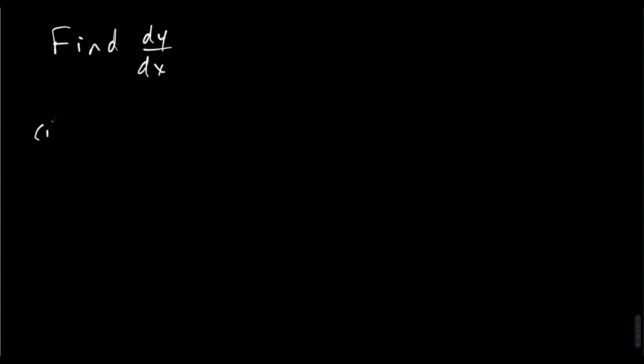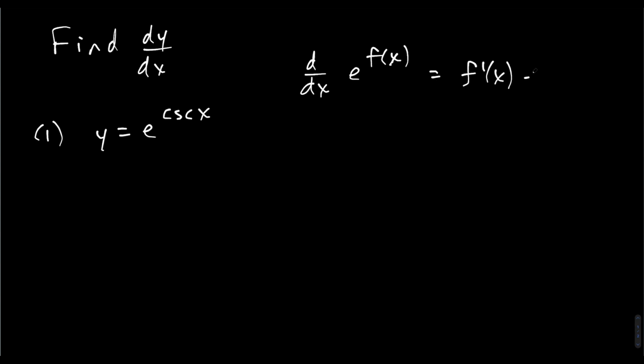For the first question, we're going to look at y equals e to the cosecant x. For this question, there's a few things we have to know. The derivative of e to some power f of x, where f of x is a function, the chain rule variant for this is going to be f prime of x times e to the f of x.